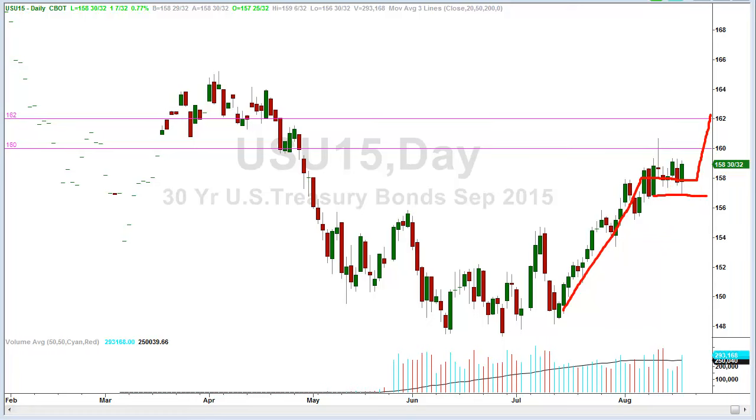You see this test candle today? All that did was come down and test around the lows that I'm talking about, turned around and traded higher. The bond market wants to go higher. Yields want to go lower.